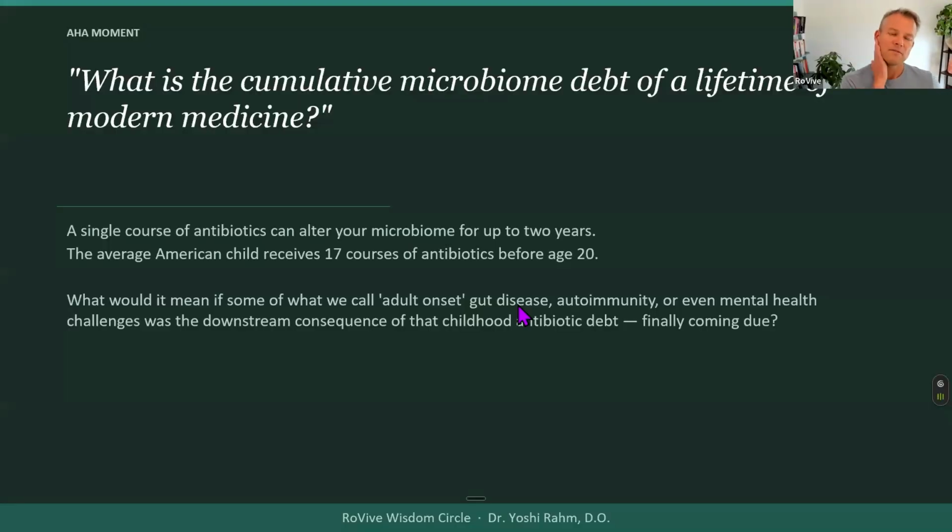What is the cumulative microbiome debt of a lifetime of modern medicine? A single course of antibiotics can alter your microbiome for up to 2 years. I would argue longer, but when I looked in the research, I could only find 2 years. The average American child receives 17 courses of antibiotics before age 20, which is completely insane.